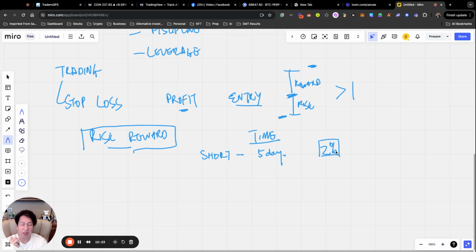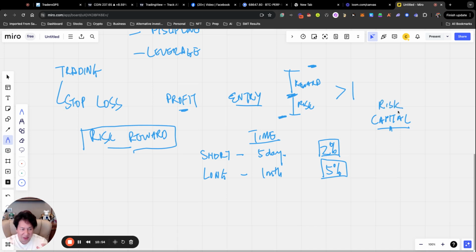Later I'll explain what is 2% of capital. And then for longer term, for me about a month or so, I will risk no more than 5% of capital. So next thing is what is capital. Capital over here is not the size of your trade. Okay, it's not the size of your trade. When we talk about capital here, it is what we call the risk capital.